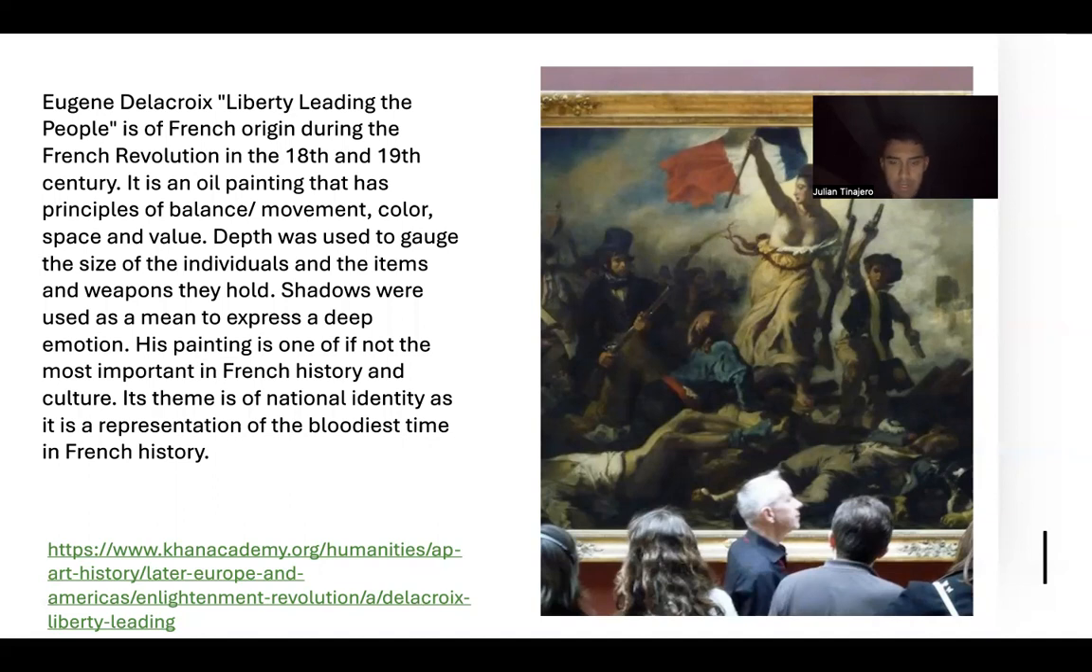His painting is, if not the most, one of the most important in French history and in France. Therefore, its theme is of national identity as it directly pertains to France's national identity.